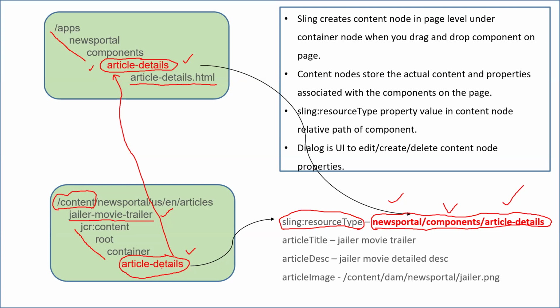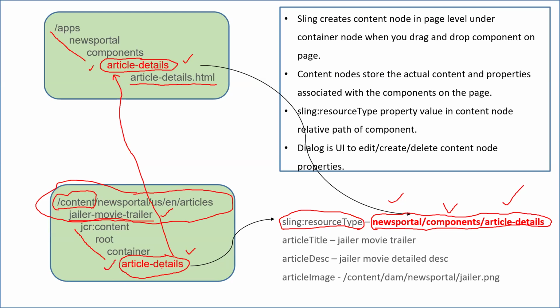Then how to create this content node? We don't need to create this content node manually. If you want to use any component, go to this page using your browser at localhost:4502, and access this page using this path: content, news portal, us, en, article, jailer movie trailer.html, and drag and drop the required component. Whenever you drag and drop a required component, this content node is automatically generated internally in the JCR repository.